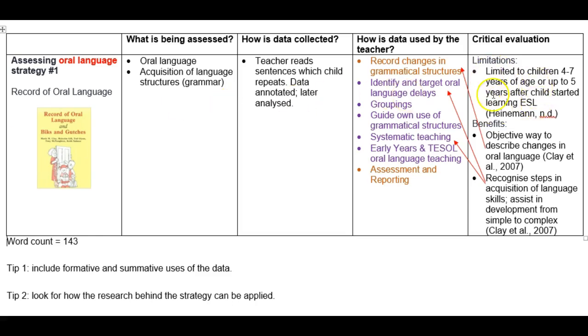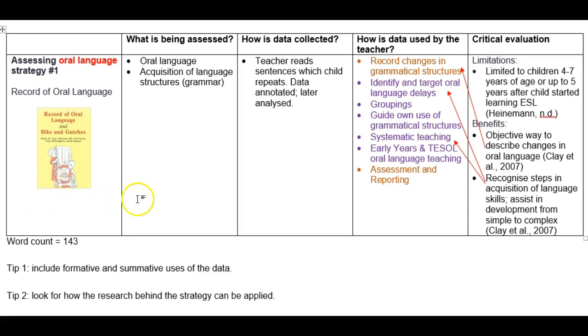So as it says over here, this is an assessment tool that teachers teaching in early childhood, or perhaps teachers of students with English as their second language, might use to gauge how children's oral language is developing and identify if there are problems, what they need to target teach.